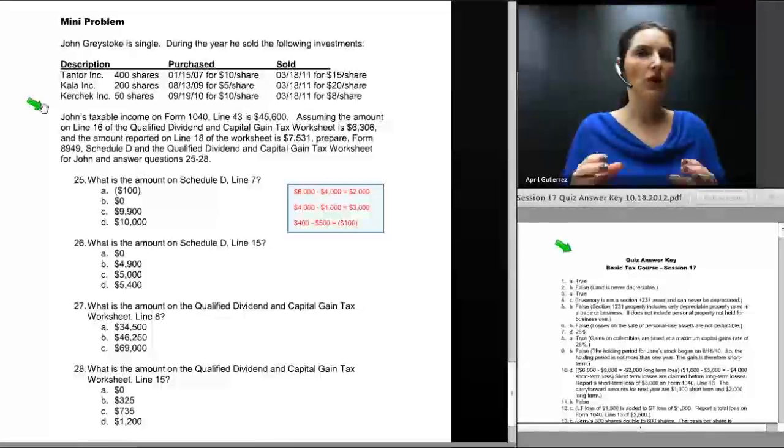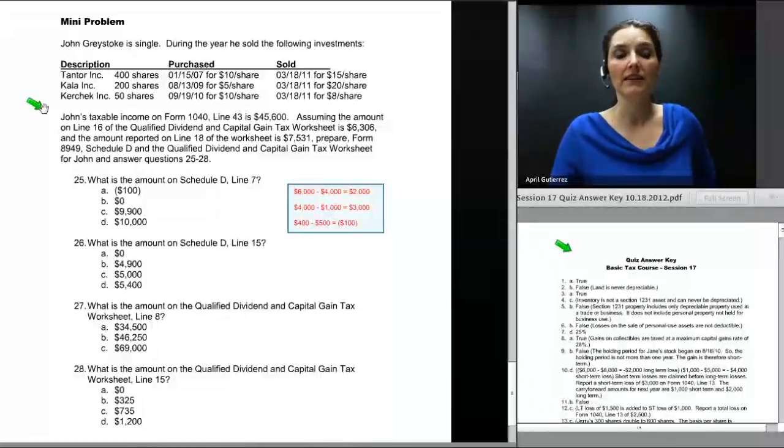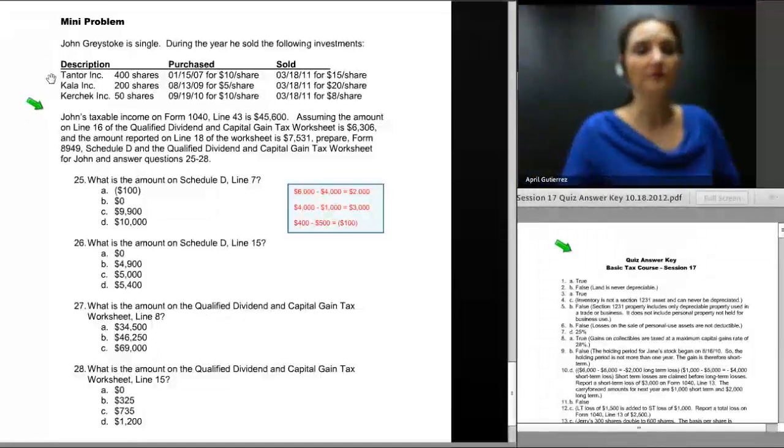So this is actually not a horribly difficult problem if you understand how to figure the gains and losses and enter them on the forms. And of course, this problem is asking you to do just that, fill out the forms and get the lines correct. So let's look at each transaction and mentally think about what needs to happen.